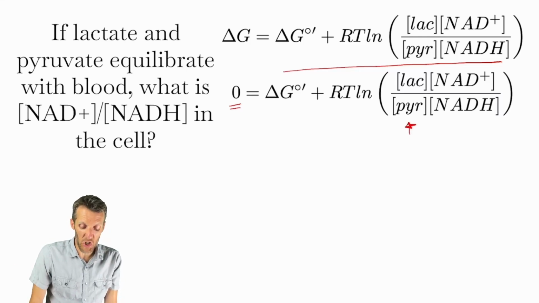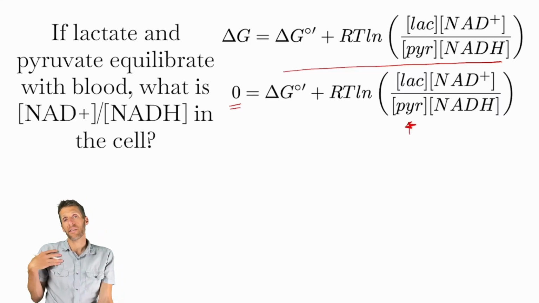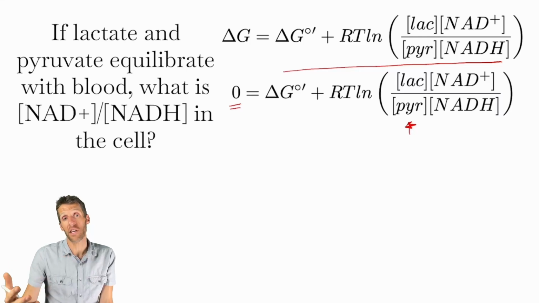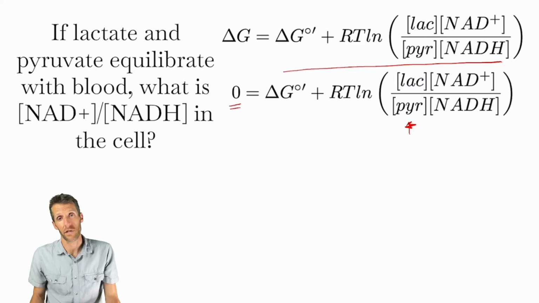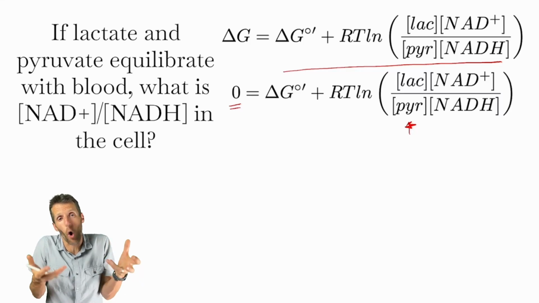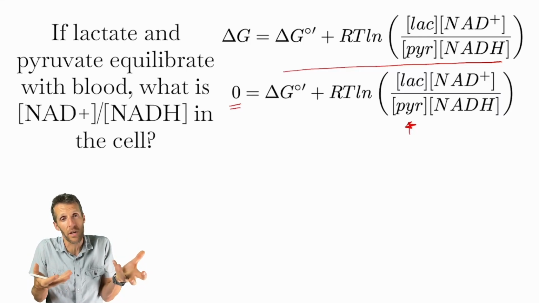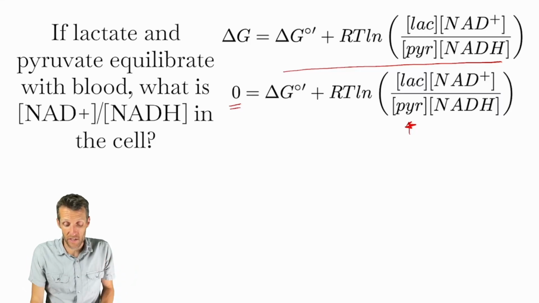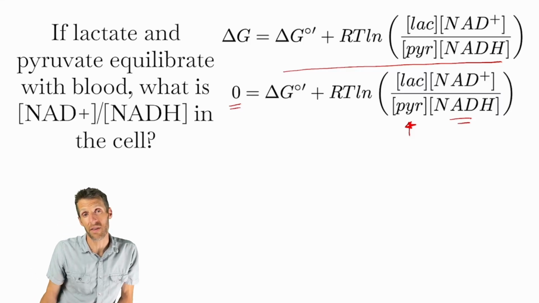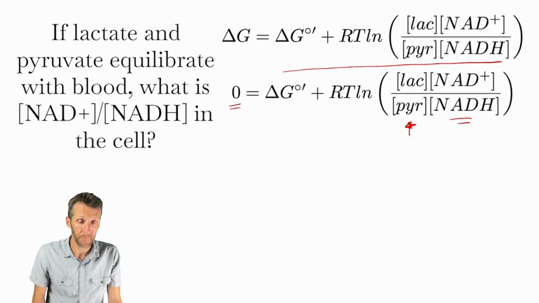So the blood is this huge thing that if a cell equilibrates, it's not going to change the concentrations of the things in the blood. Rather, it's going to change its concentrations. The lactate and pyruvate ratio is set by all of the molecules in your bloodstream. So if a single cell equilibrates with the bloodstream, it's not going to change lactate and pyruvate. It's going to change the things that it can change, which are the things that can't exchange with the environment.